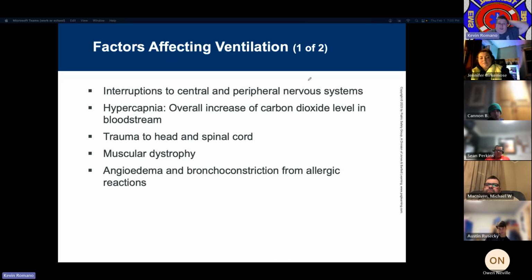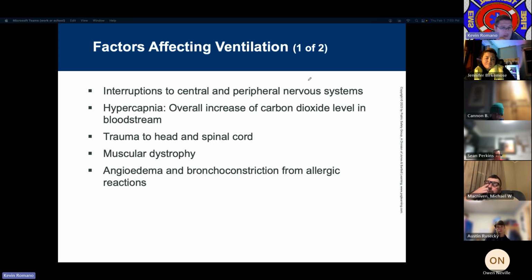So factors affecting ventilation. So many intrinsic and extrinsic factors cause airway obstructions. Interruptions to central and peripheral nervous systems may also have an effect on the ability to breathe efficiently. So we're talking about hypercapnia, which is what again? What is hypercapnia? Too much CO2 in the blood. Yeah, high carbon dioxide. Right, so overall increase of carbon dioxide in the bloodstream.